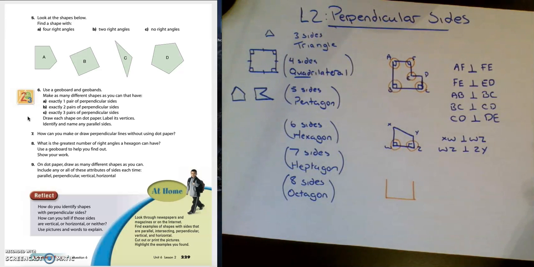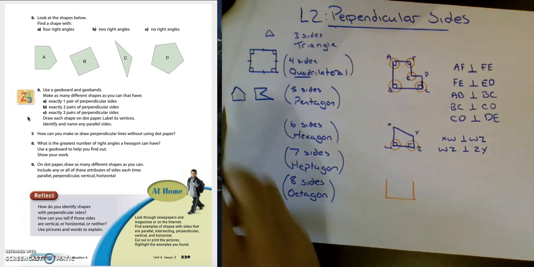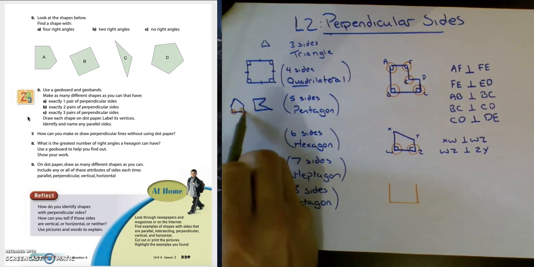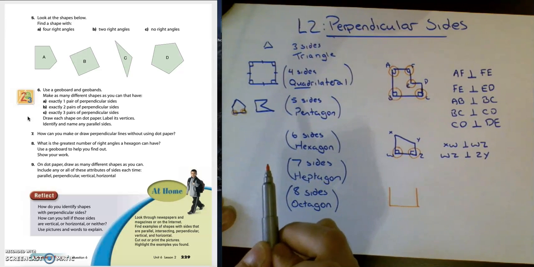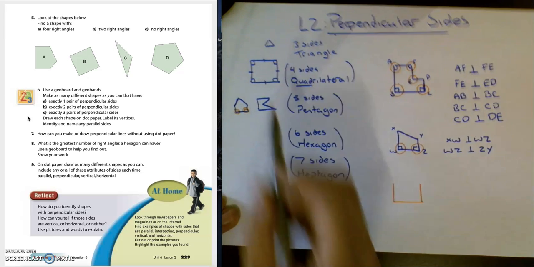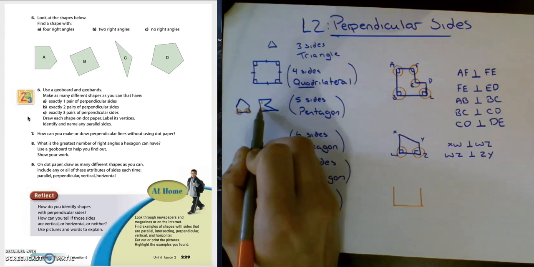Usually that pairs thing is what throws people off. They think of 2 pairs as being 4. Yes, it's 4 sides, but you need 2 of them to make a perpendicular. If I looked at this, this is a 5-sided shape, but it only has 2 pairs of perpendiculars. This is not perpendicular. I know it kind of looks like it. This one only has 2.